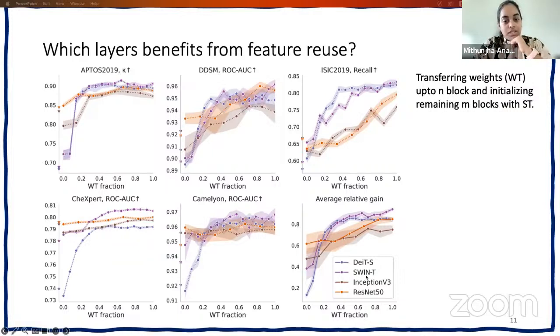When you see the swing transformer, it exhibits the behavior of both CNN and DIT model, because here you can see for the large data set, it's flat, the purple curve. But for the small data set, again there is a jump in the early layers and then it goes flat. So the swing transformers exhibit the behavior of CNN when the data set size is large, and exhibit the behavior of DIT when the data set size is small.